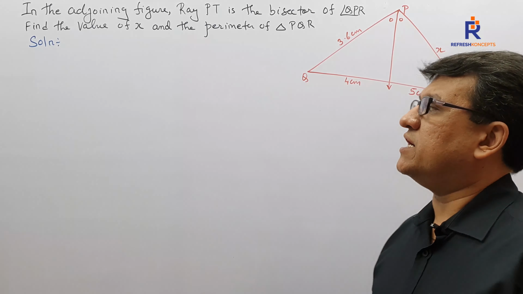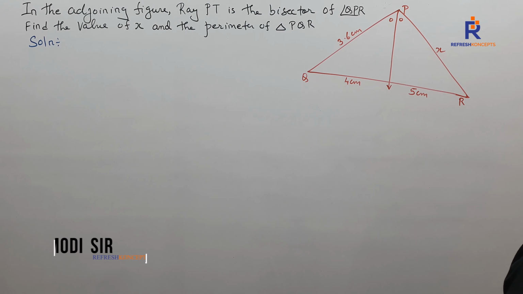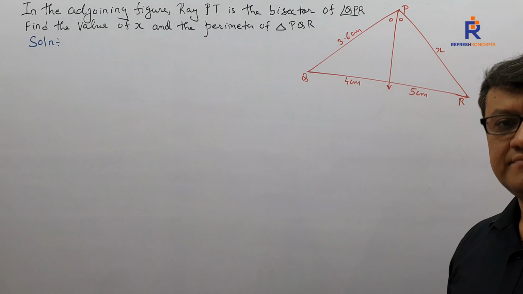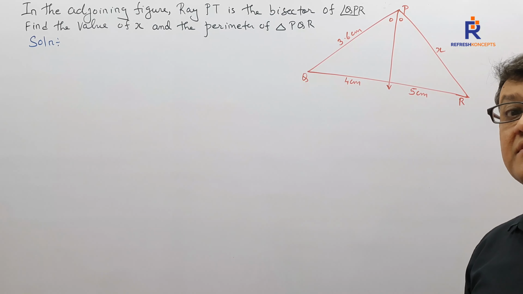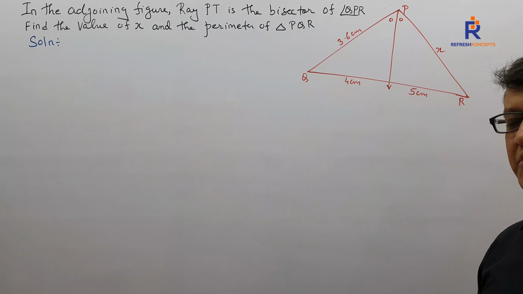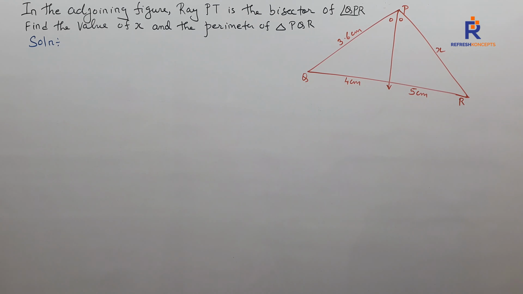Let's check the next one. What is the next one trying to say? In the adjoining figure, ray PT is the bisector of angle QPR. Immediately, you must have told yourself, bisector, whom should I call? Angle bisector theorem.